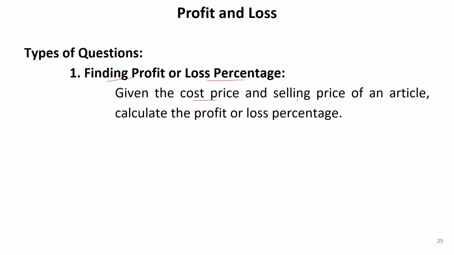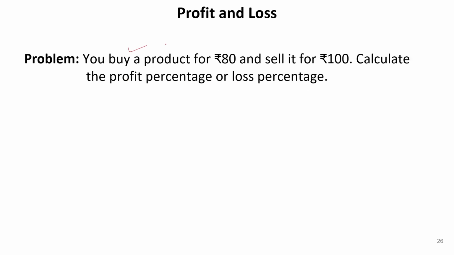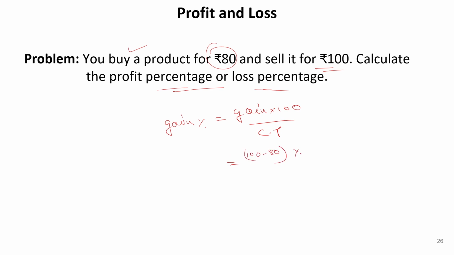So given the cost price and selling price of an article, calculate the profit or loss percentage. Okay, so if you buy a product for 80 rupees and sell it for 100 rupees, then calculate the profit percentage or loss percentage. So gain percentage is equal to gain into 100 by CP, right? So this will be equal to what? So the gain will be (100 - 80) into 100, right? Whole by CP. So the cost price will be what? 80. So this is equal to 20 by 80 into 100. So this is 1 by 4, which is equal to 25%, right? So the gain percentage or profit percentage is 25%.